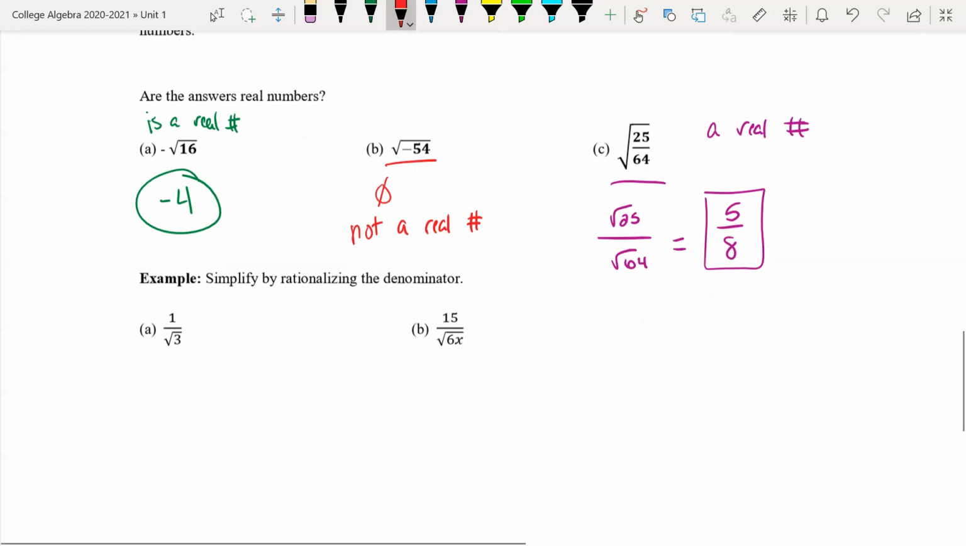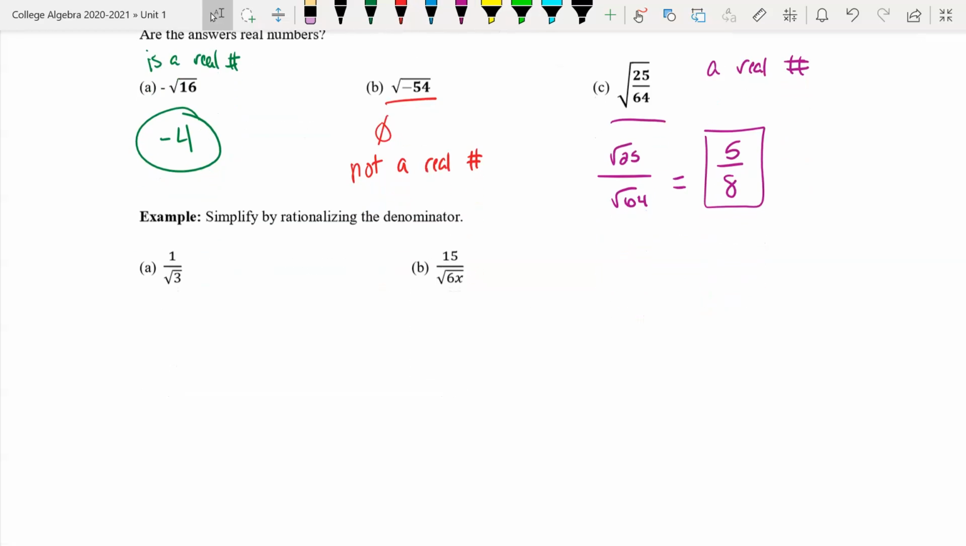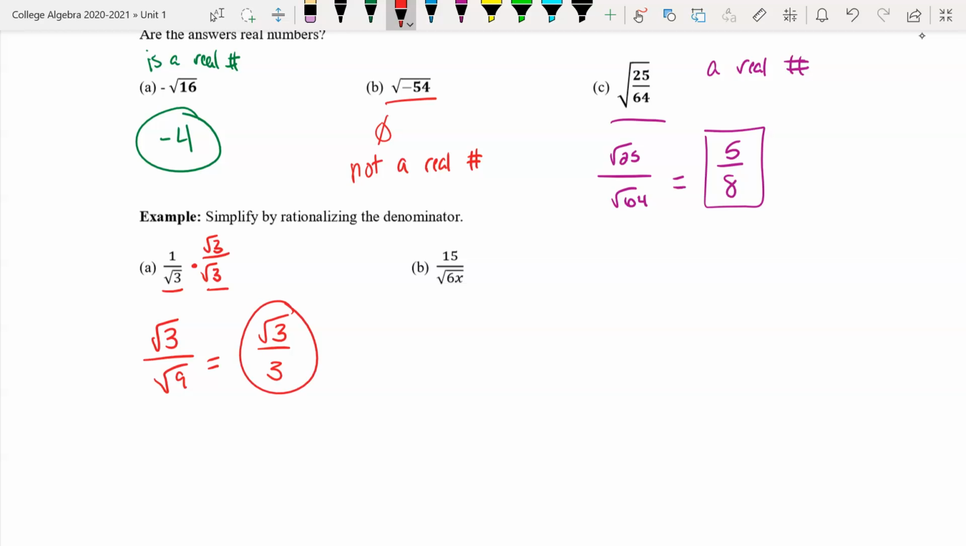The last thing we're going to do today is we're going to rationalize the denominator. So if you have a square root on the bottom, you can't have that. So to get rid of it, you multiply by that root that's on the bottom, on top and bottom. So now on top I have 1 times the square root of 3, which is the square root of 3. If you do the square root of 3 times the square root of 3, you get the square root of 9, which is 3. So the answer is the square root of 3 over 3.